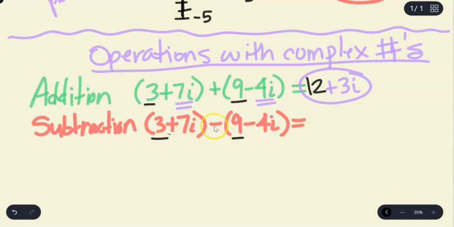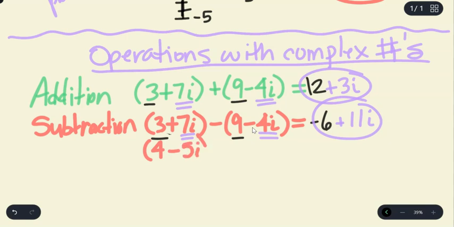So 3 minus positive 9 gives you negative 6. And then I have my imaginary components, 7i and negative 4i. But it's 7i minus negative. Minus negative becomes positive. You have to make sure you apply the subtraction to both terms in the complex number. So 7i minus negative 4i would be 11i. So that's subtraction.